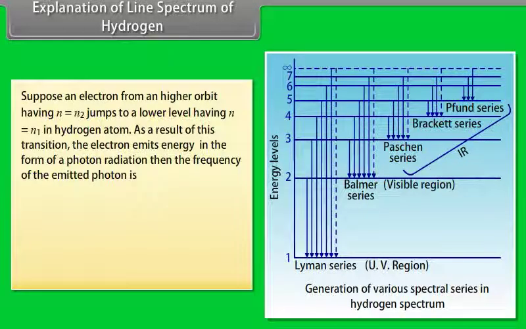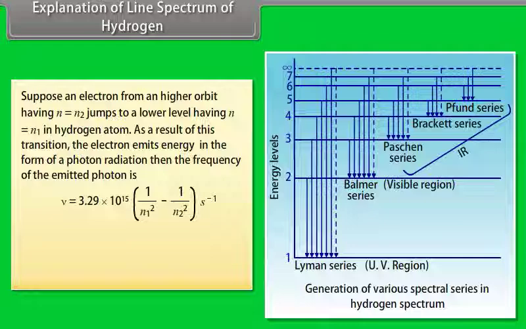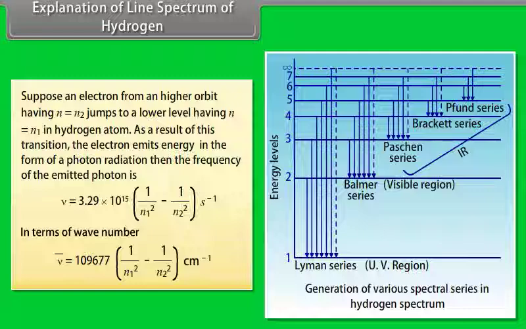Suppose an electron from a higher orbit having n equal to n2 jumps to a lower energy level having n equal to n1 in hydrogen atom. As a result of this transition, the electron emits energy in the form of a photon radiation. Then the frequency of the emitted photon is, frequency equal to 3.29 into 10 raised to the power 15 into 1 by n1 square minus 1 by n2 square per second. In terms of wave number, it is 109677 into 1 by n1 square minus 1 by n2 square per centimeter.